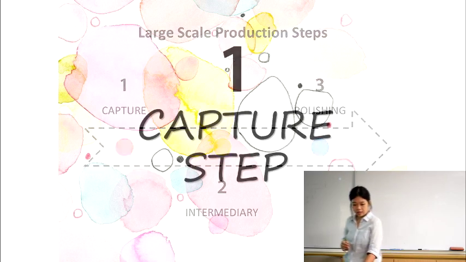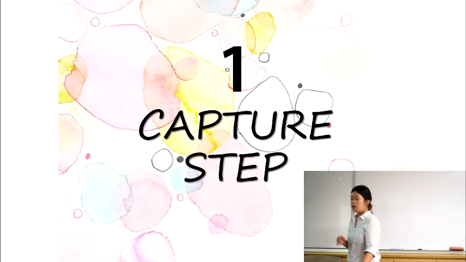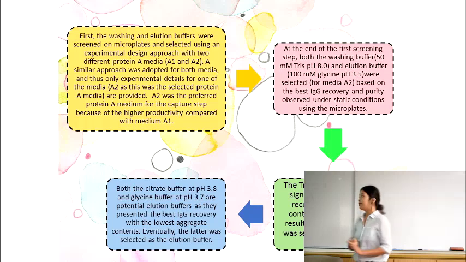Okay, let's take a look at the capture step. In the capture step for the monoclonal antibodies, first the wash and dilution buffers were screened on a microplate and selected using an experimental design with two different protein A media, A1 and A2. But we continue with A2 media because A2 produced higher productivity compared with medium A1. And then at the end of the first screening step, both the washing buffer and the dilution buffer were selected for media A2 based on the purity and the immunoglobulin recovery observed under static conditions.